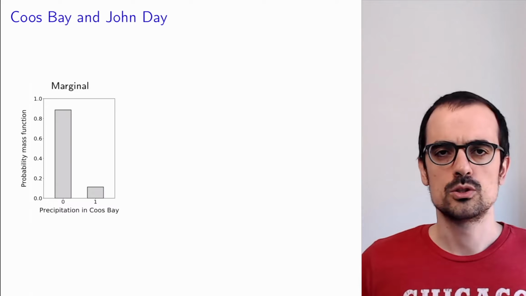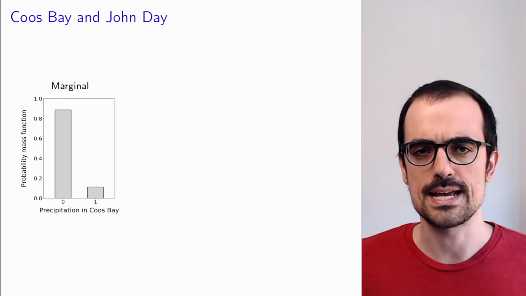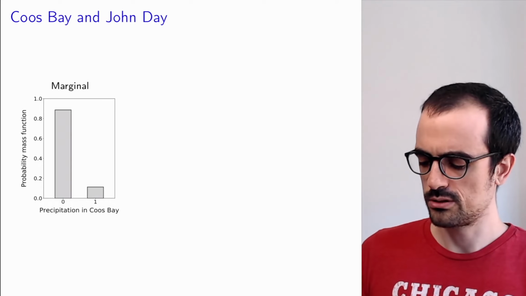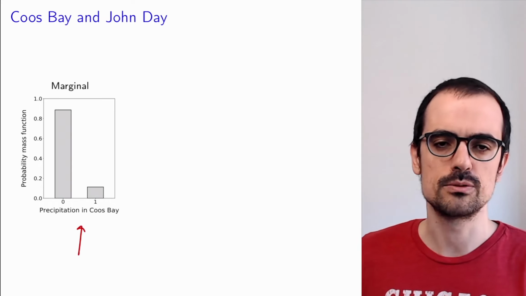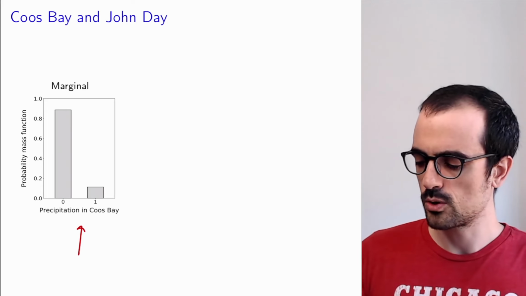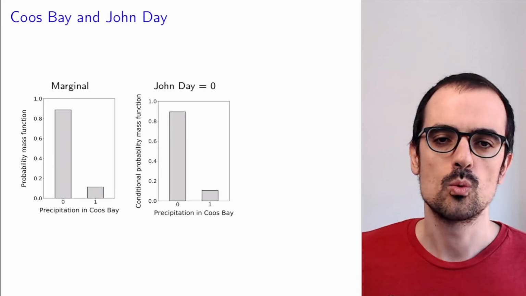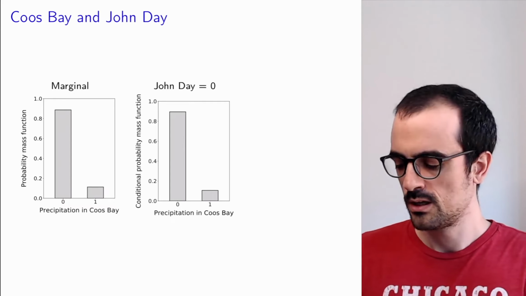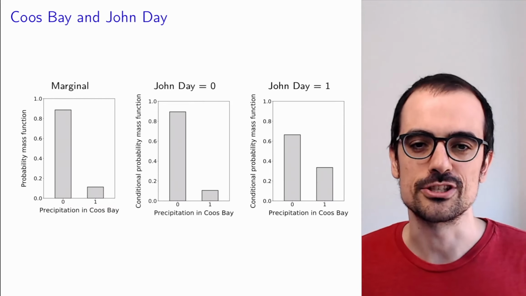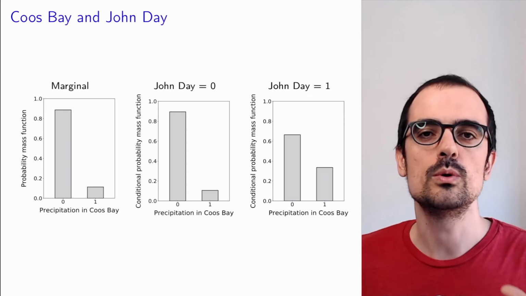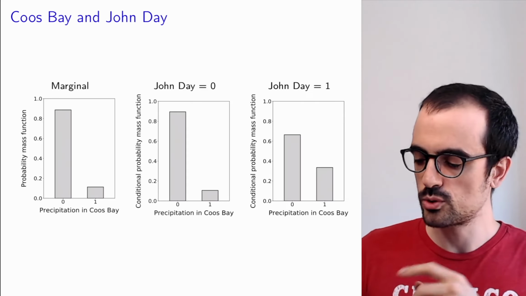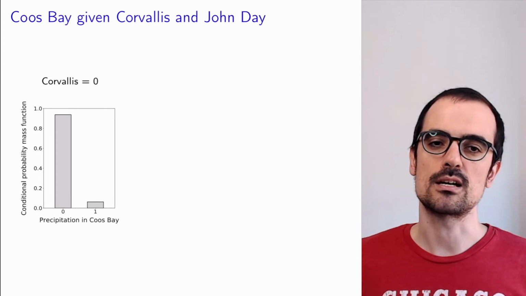Let's go back to our example with Coos Bay and John Day and Corvallis. This is the marginal PMF of precipitation in Coos Bay. Let's take a look at how it compares to the conditionals when it does not rain in John Day. It doesn't seem to change very much, and when it rains in John Day, it actually changes quite a bit. So clearly here we do not have independence. Okay? The precipitations in these two places are clearly dependent.